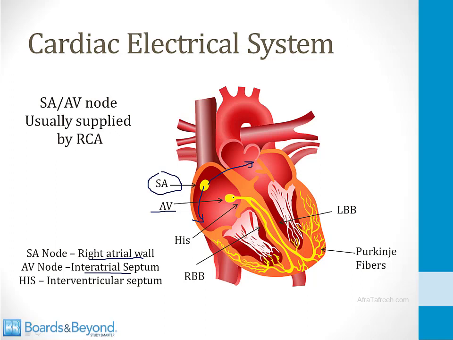From the AV node, electrical activity travels through the His bundle, and then the right bundle branch and the left bundle branch, and finally it travels to the Purkinje fibers. The His bundle is located on the interventricular septum. This is the wall between the right ventricle and the left ventricle. And in general, the SA and AV node are usually supplied by branches of the right coronary artery. And that concludes our module on cardiac anatomy.